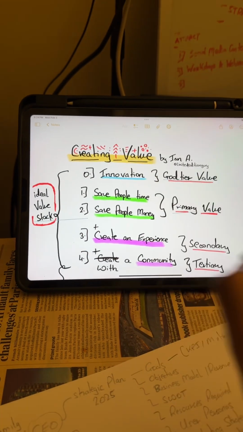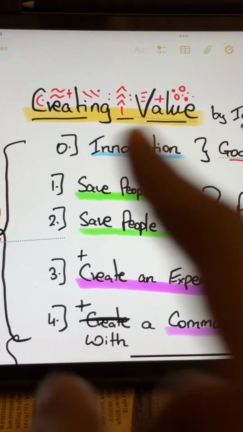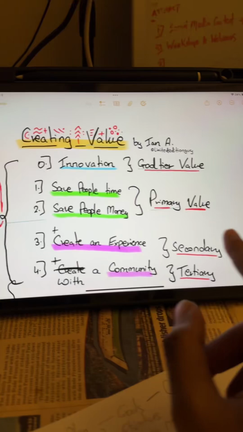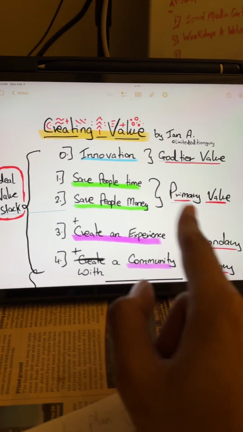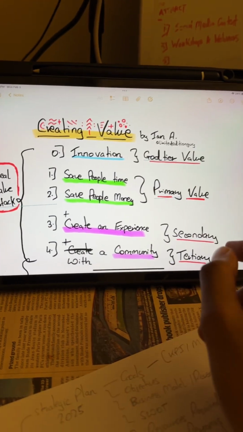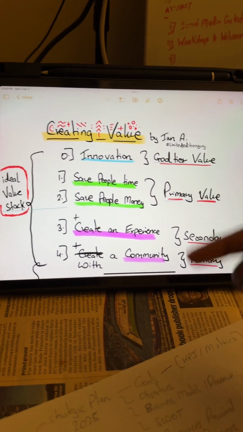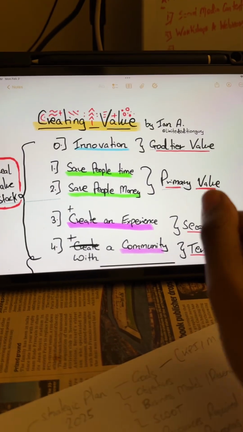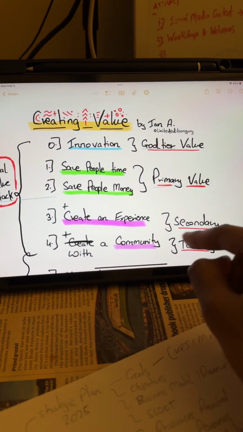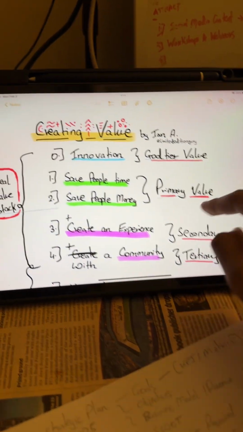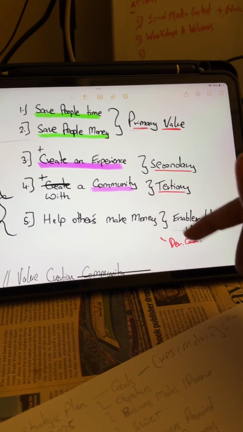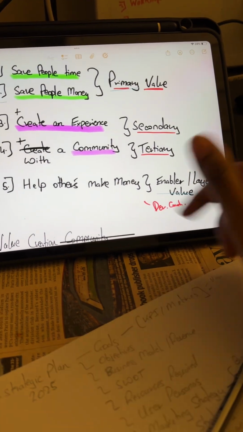Anything that is valuable will always help people save time, help people save money. That's primary value, I would say. If you can help people save time, save money, and create an experience, that's secondary value. If you're able to help people save time, save money, and create an experience along with the community, that's really nice value. If you're able to help others make money, that's also value. We call that the enabler layer value.